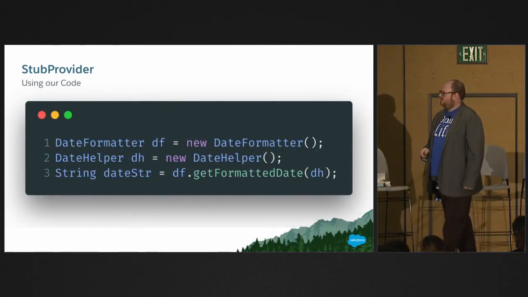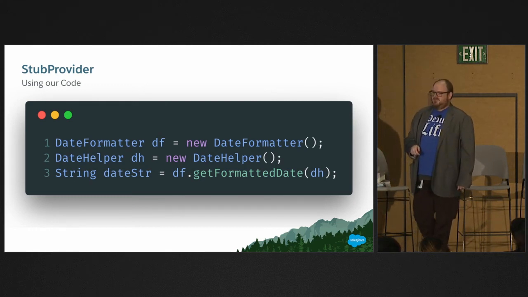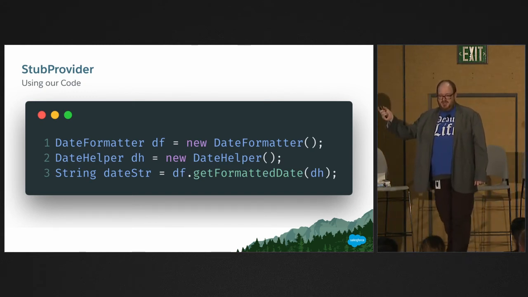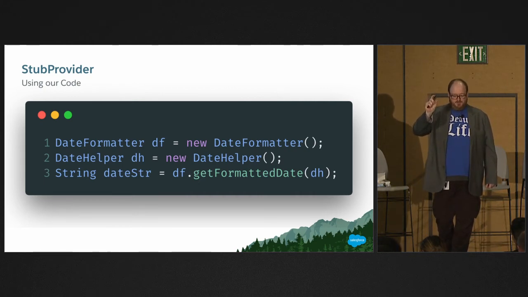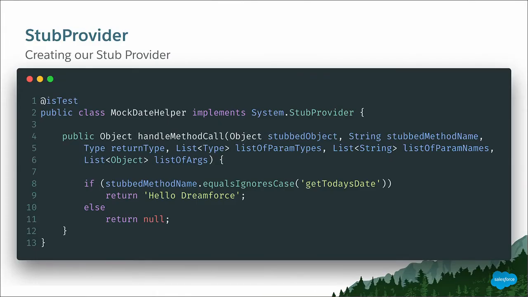All right, so here's how this works. We're going to take a date formatter, and we're going to get a date helper. And because mocks and stubs work through dependency injection, we're taking our date helper and dependency injecting it into our call to the get formatted date on our date formatter object. So when we go to create our mock date helper, we're going to implement the stub provider, and we're going to have our handle method call. And this time, we're only going to look for the method get today's date. And because it's get today's date, I'm going to say hello Dreamforce instead of a date.